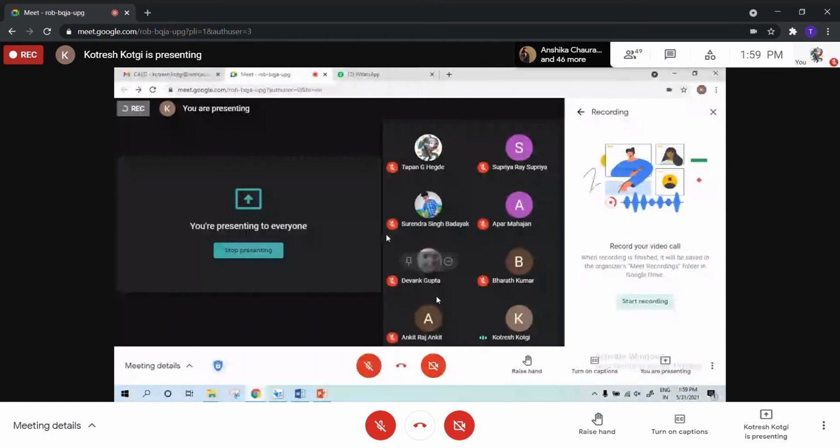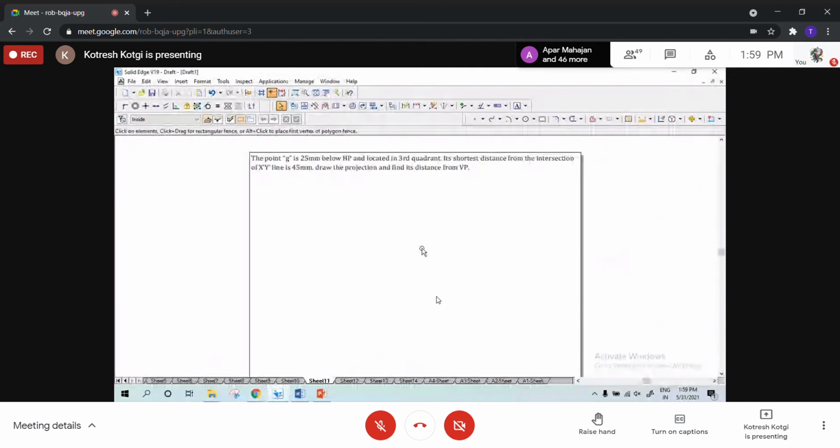All of you are able to read the question. The point G is 25 mm below HP and located in the third quadrant. Its shortest distance from the intersection of x dash y dash or x1 y1 line is 45 mm. Draw the projection and find its distance from VP.